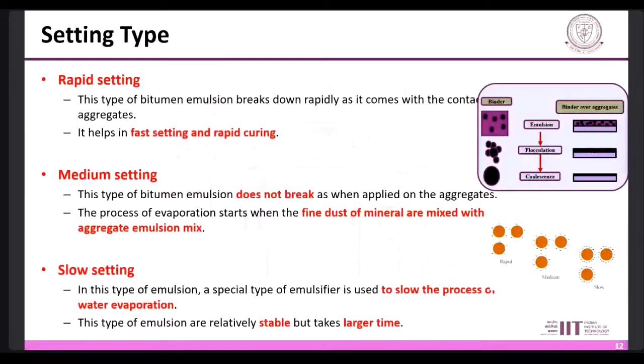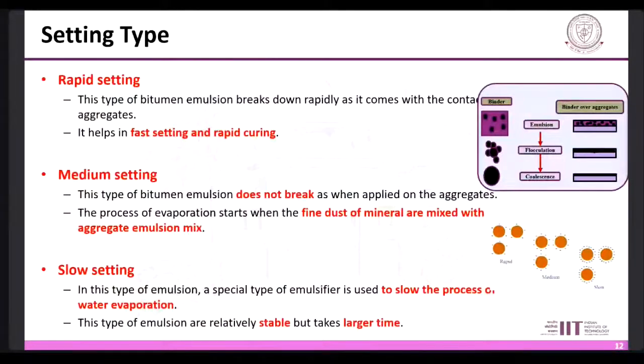Sir, for primer we are using slow setting, and for the surface course, for tack coat, we are using RS, rapid setting. Rapid setting for tack coat. Yes, and what about medium setting? Sir, I am not using it. Any other? Slow setting and rapid setting we use, sir. Rapid setting for tack coat, same. Medium setting I have not seen, sir.